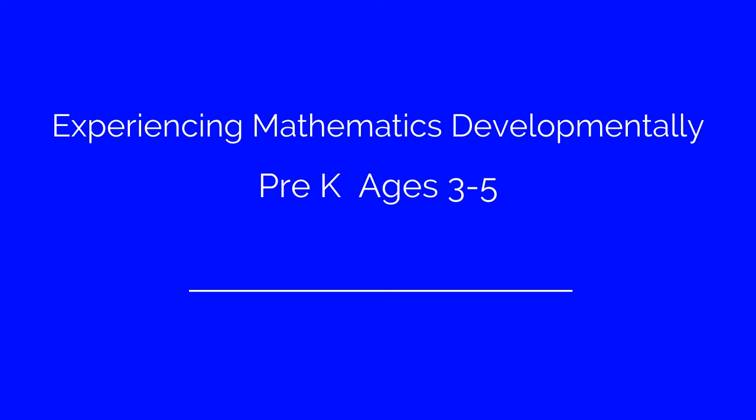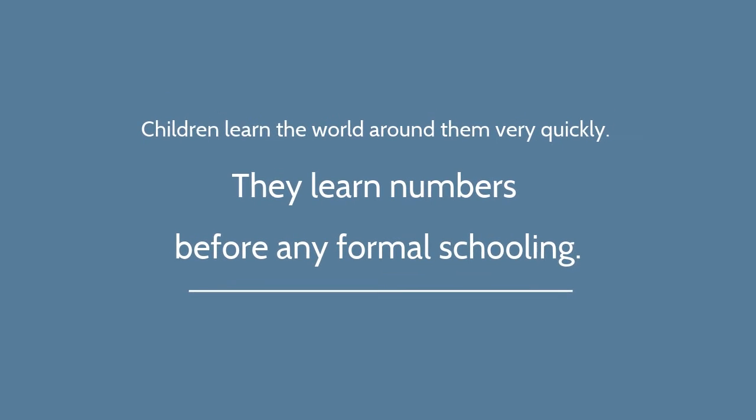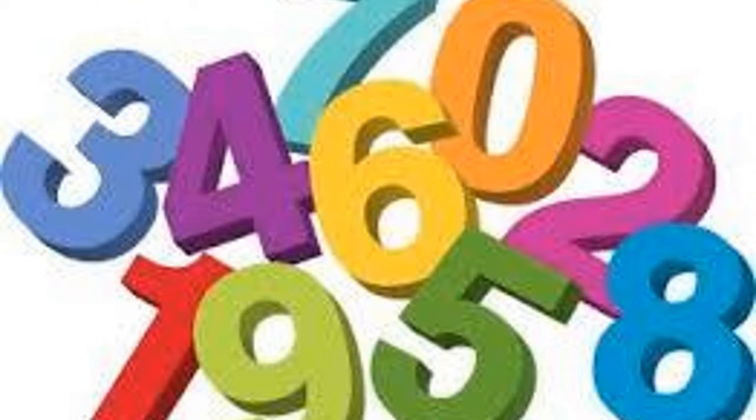We're going to be looking closely at the continuum of mathematics, how children learn mathematics. Children learn the world around them very quickly. They learn numbers before any formal schooling. We're also going to be looking at not only the continuum, but learning through games. The continuum begins with verbal counting, object counting, and then cardinality.